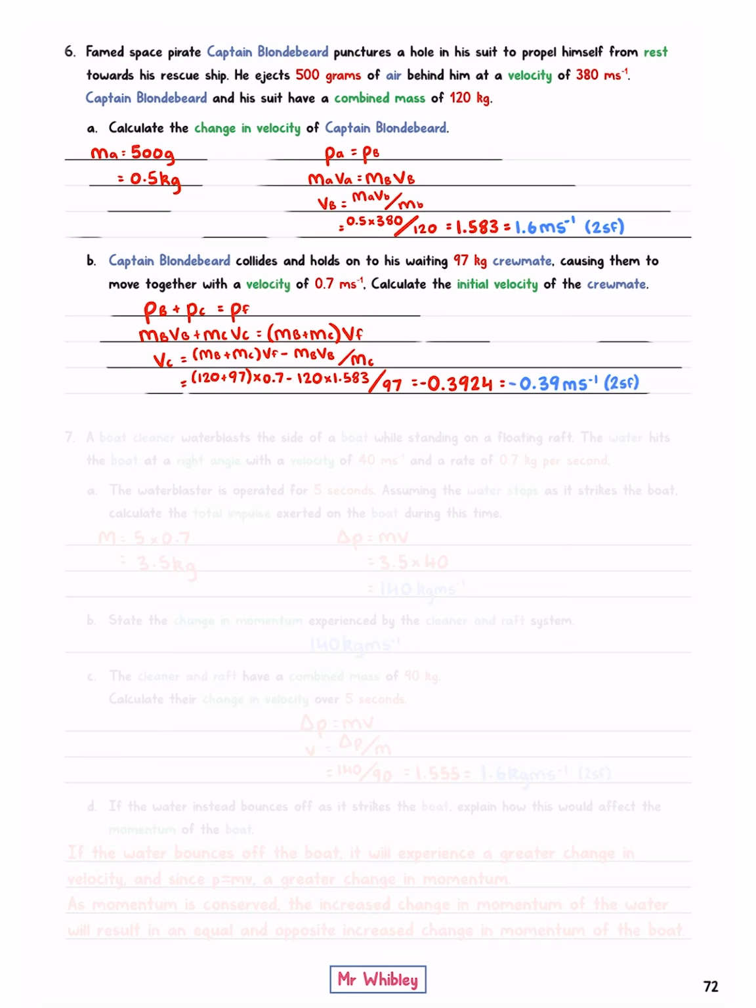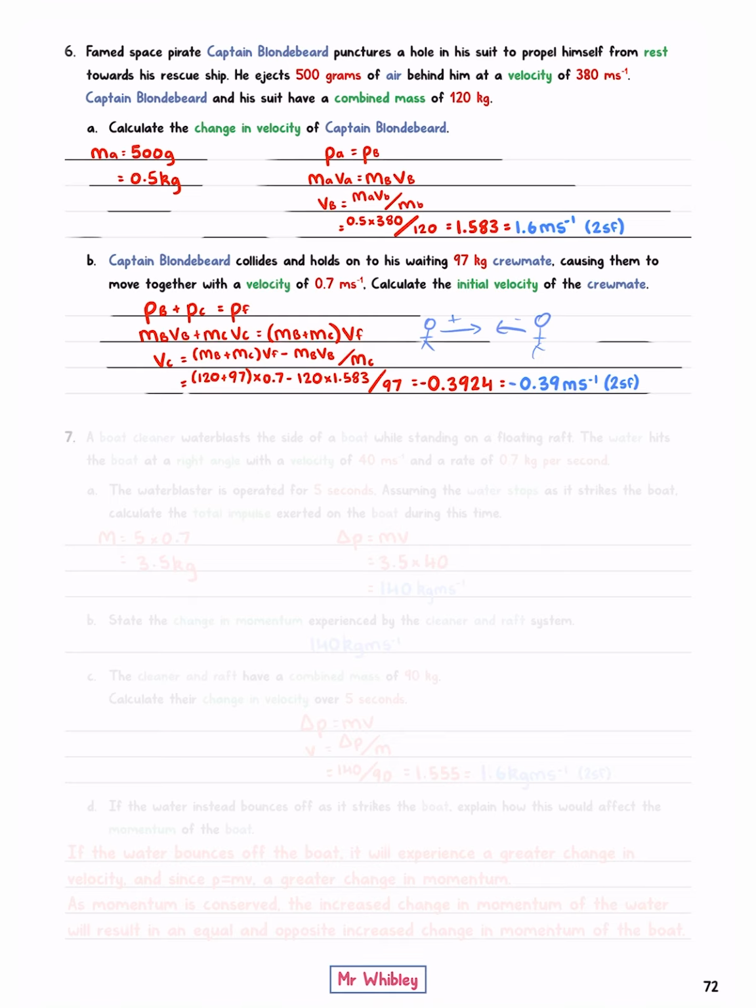The negative tells us the direction that the crewmate was traveling in. And so initially we have our Blondebeard moving with a momentum that we decided to make positive. We decided this when we wrote his velocity as positive. Because our crewmate's velocity is negative, that means the crewmate must have been moving in the opposite direction.